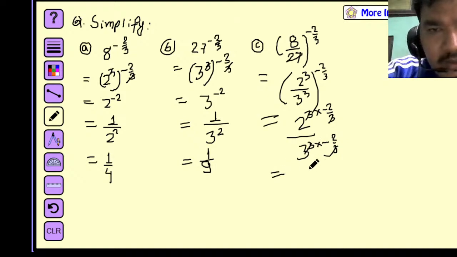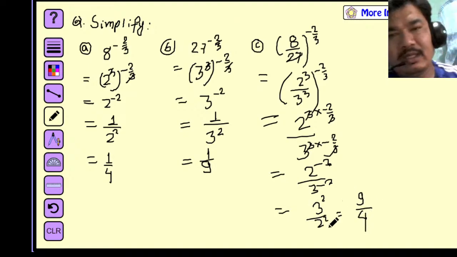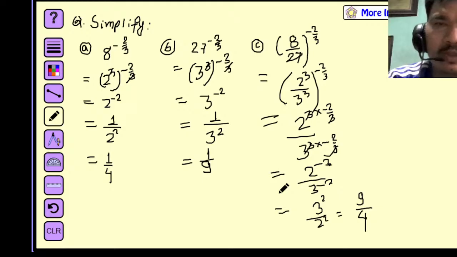And here comes 2 to the power minus 2, and down comes 3 to the power minus 2. Then how to convert the power to positive? Let's change their places now. This 3 to the power minus 2 comes up, then it is positive. And this 2 to the power 2 comes down, then it is positive. Then the answer will be 9 by 4. 3 square means 9, 2 square means 4. Like this we solve this type of question.